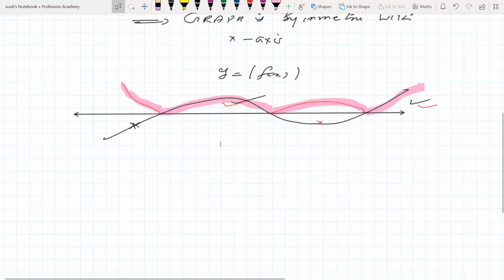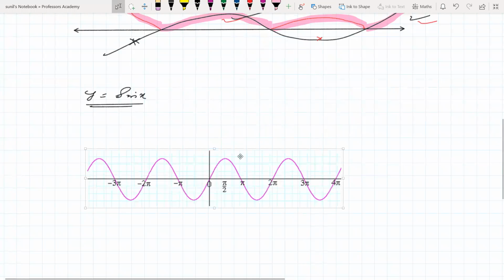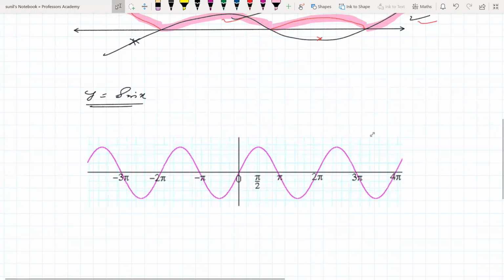This is happening. Now the same way we know the graph of sin x. Y equal to sin x. This graph is familiar to us. So y equal to sin x, let me draw it here. Something like this it is coming. You see, wherever the graph is below the x-axis, this portion will not be there, because this portion we can't take, as f(x) is negative. Here also f(x) is negative. Here also f(x) is negative. Here also f(x) is negative.